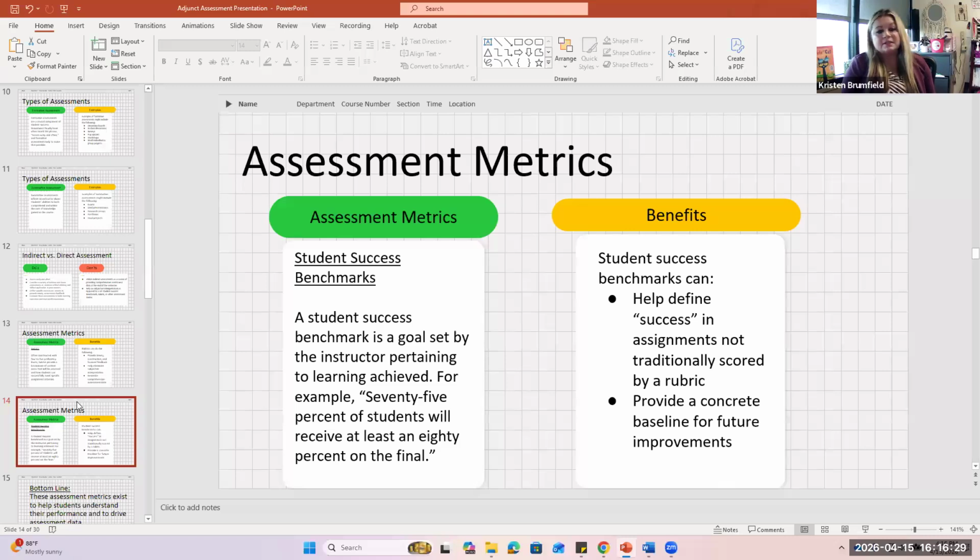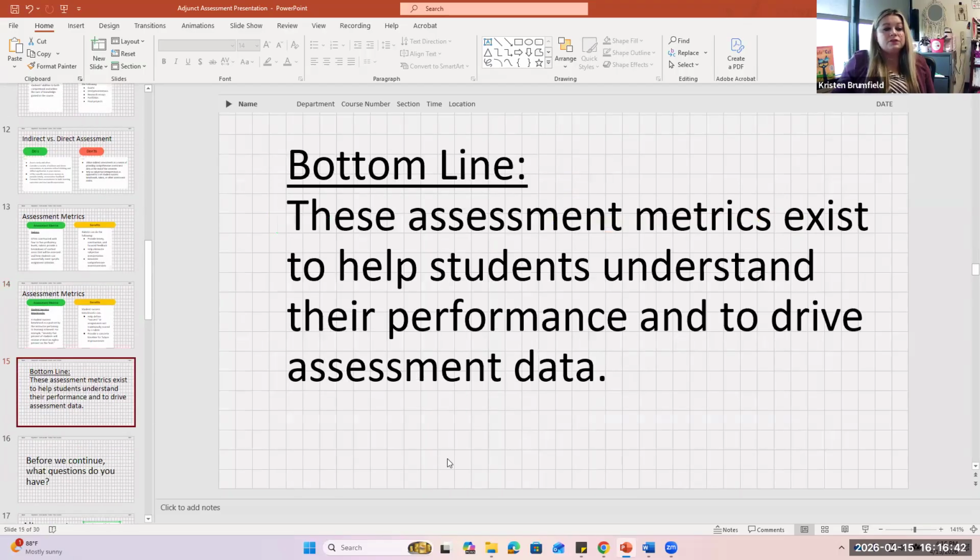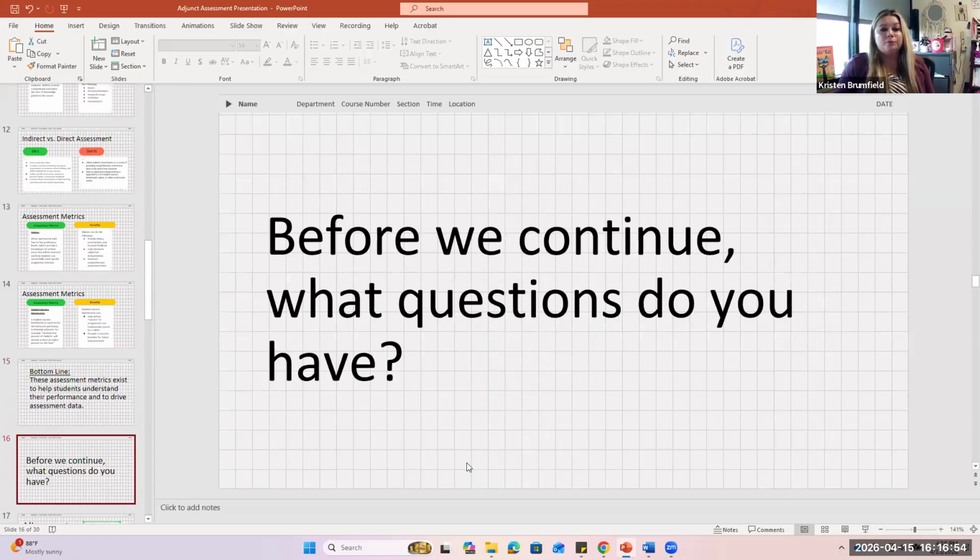Some benefits to this: it helps define what success is in an assignment that's not traditionally scored by a rubric, and it provides a concrete baseline for future improvements. So the bottom line with assessment is that assessment metrics exist to help students understand their performance and to help drive assessment data. Before we move on, because we're going to get closer to assessment reports and how you fill those out and what's required, what questions do you have?